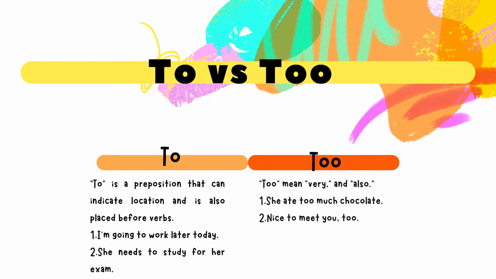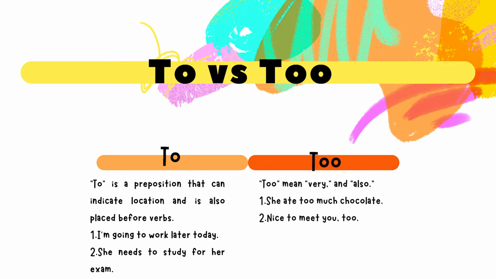And then we have too, which means very or also. Too is often used to express when something is done excessively, right? First example, she ate too much chocolate. She ate chocolate in excess, so we say too.